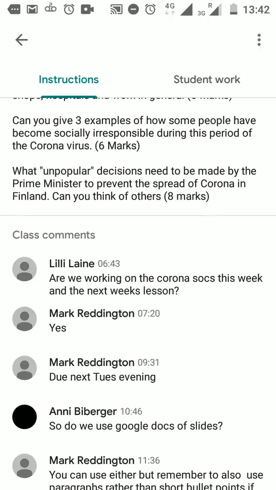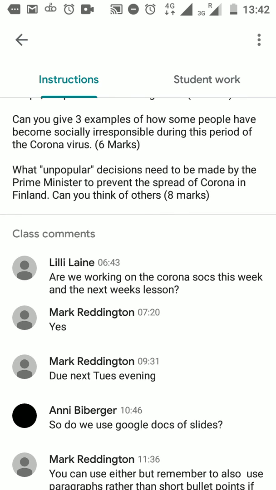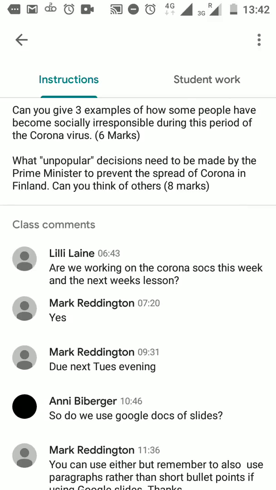Can you give 3 examples of how some people have become socially irresponsible? So examples include panic buying. So that's not leaving enough food for everybody. They're being quite selfish in getting a lot of things. That's one example there. I'm sure you can think of other examples as well. Maybe going to crowded areas, going to restaurants is another example as well.